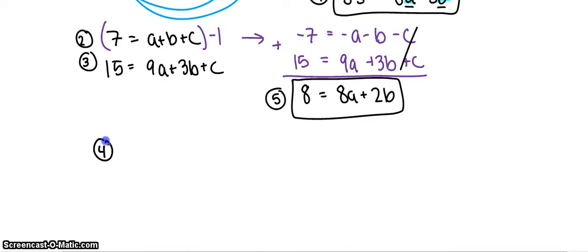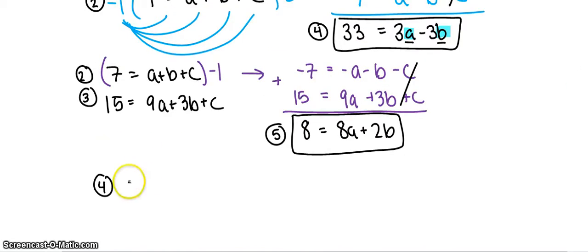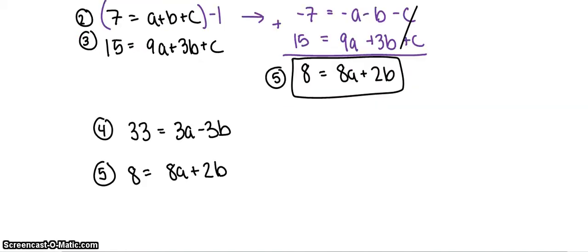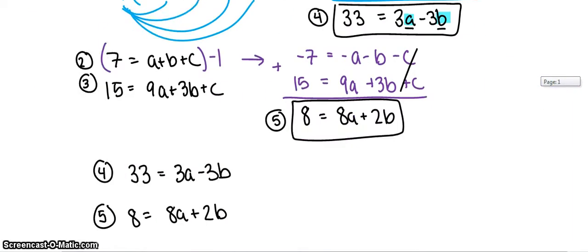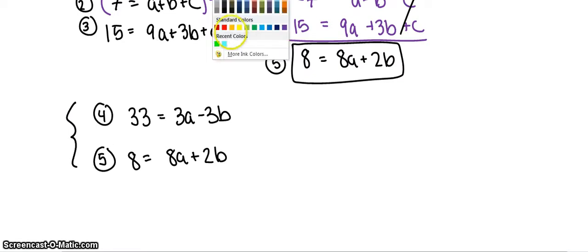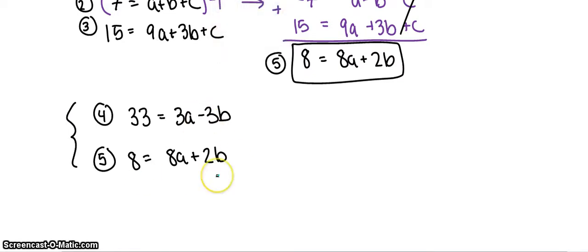And if I put equation 4 and equation 5 together, I have a two-variable system. So equation 4 is 33 equals 3a minus 3b. And equation 5 is 8 equals 8a plus 2b. So now I have a two-variable system by combining my three-variable equations into two-variable equations. So this is just a two-variable system, which you will solve just like you'd solve any other two-variable system. And I'm going to continue with elimination just because none of my variables are isolated.